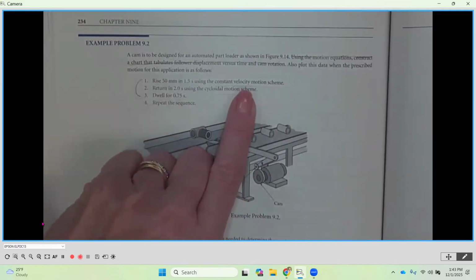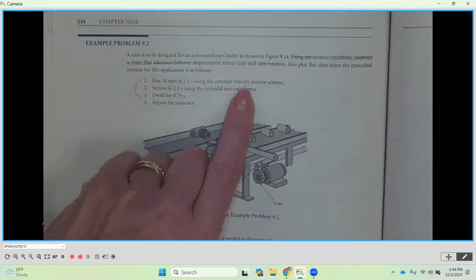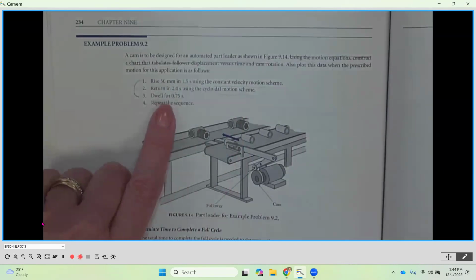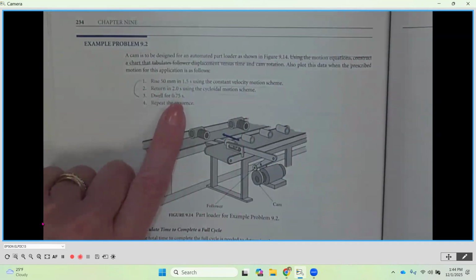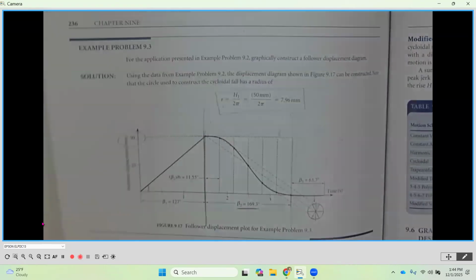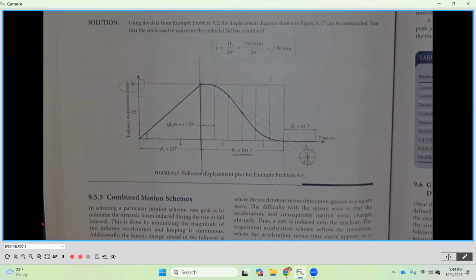And in each one of these, for the rise, we're going at a constant velocity, and in the fall, we're using cycloidal motion. So this is how we're going to construct the curves going in and out, okay? And then lastly, we're going to do a dwell of 0.75 seconds, okay? So let's look at our diagram, okay?